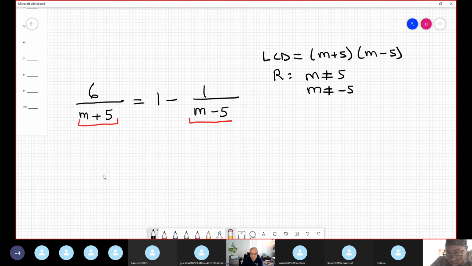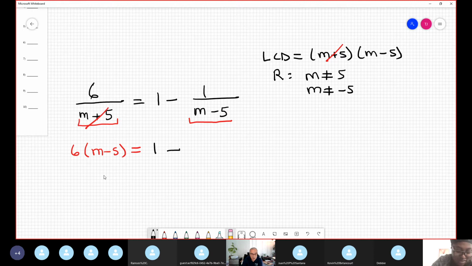Let's do the multiplication. It's the most important moment. When you multiply, the first expression on the left-hand side, m plus 5, is cancelled, and it stays 6 times m minus 5. In the 1, nothing is cancelled. Nothing. So 1 is 1, because we have no denominator.